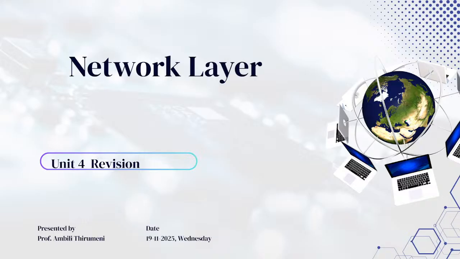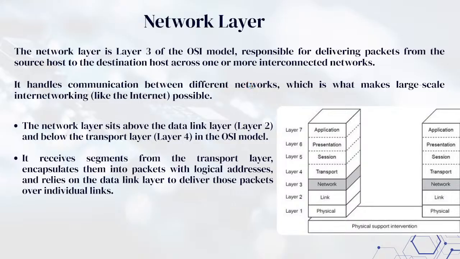Today we are going with the unit number 4 revision session, that is about the network layer. First of all, we will discuss what is the network layer. The network layer is layer 3 of the OSI model, which is responsible for delivering packets from the source host to the destination host across one or more interconnected networks.